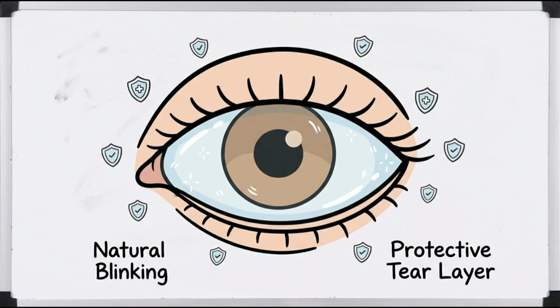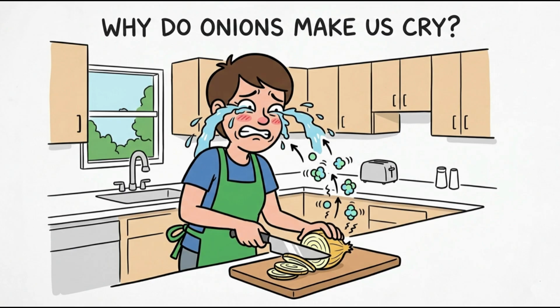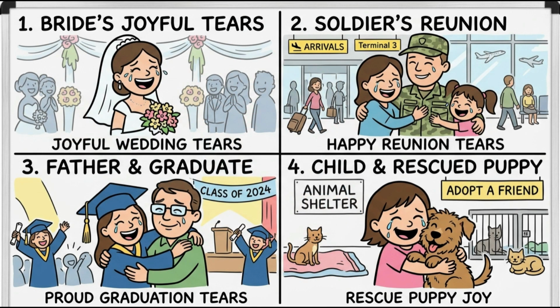Explain that our eyes are always covered by protective tears, even when we are not crying. Show reflex tears as the eye's automatic response to irritation rather than emotion. Conclude by showing that emotional tears appear during love, relief, gratitude, and happiness, not just sadness.